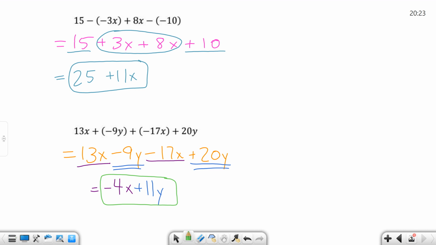So hopefully this helps you with combining like terms, okay, when it's in an expression, when it's not just a real number or a fraction. Here it is with this, all right?